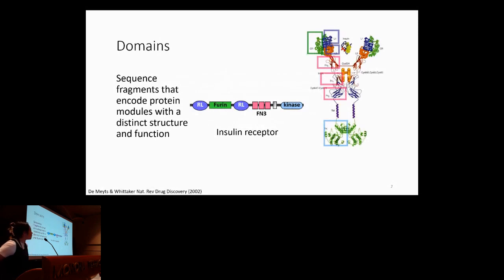So domains are sequence fragments that encode protein modules with distinct functions and structures. The insulin receptor, as shown here, is a multi-domain protein. This schematic shows the domains as colored shapes. Viewing the 3D structure of the insulin receptor with the domains colored as in the schematic, we can see how domains correspond to structural units.